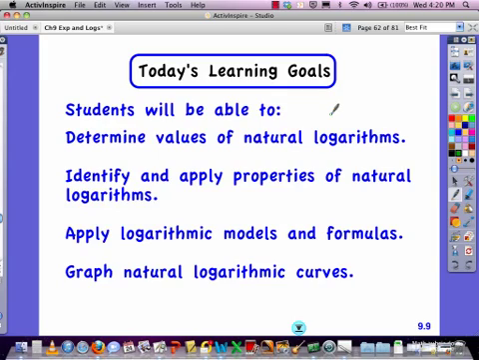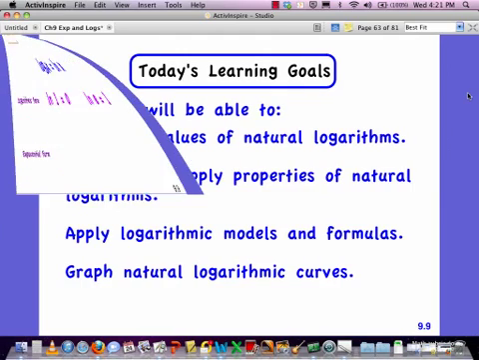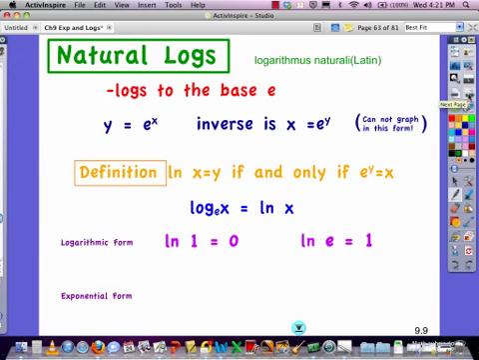Okay, while we're on the topic of logarithms, we want to throw one more idea in there, and that's what is a natural logarithm. So students will be able to determine values of natural logarithms, identify and apply properties, apply the logarithmic models, and graph natural logarithmic curves. It sounds like a lot, but really you're going to see how related it is to stuff we already have done. Now, remember, we've done common logs, which were base 10.